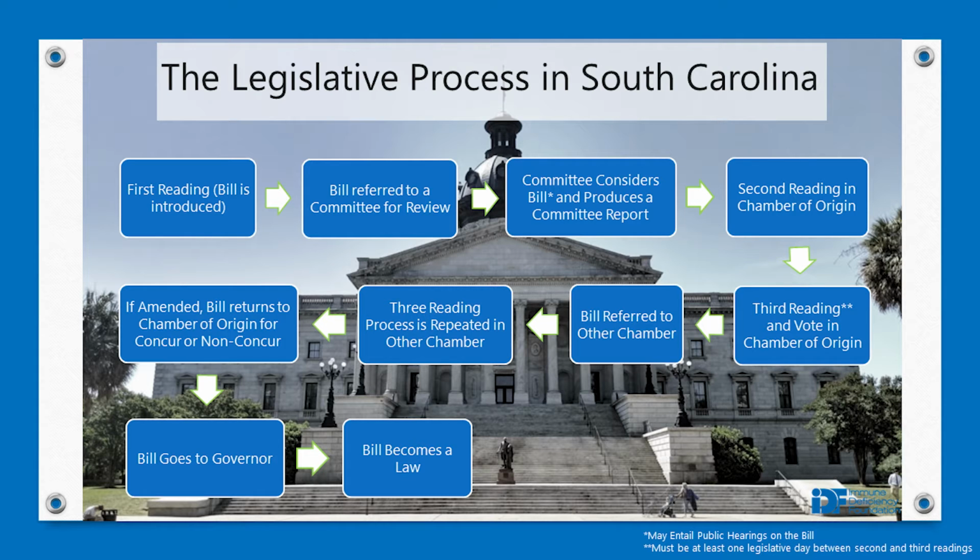If the second chamber amends the legislation, it is returned to the Chamber of Origin to consider those amendments. If changes made in the second chamber are rejected, it is sent to a conference committee to resolve the differences between the 2 versions. Once the bill passes out of the legislature successfully, it then goes to the governor, who can take a few different actions that lead to the bill becoming a law. We'll discuss those actions on the next slide.